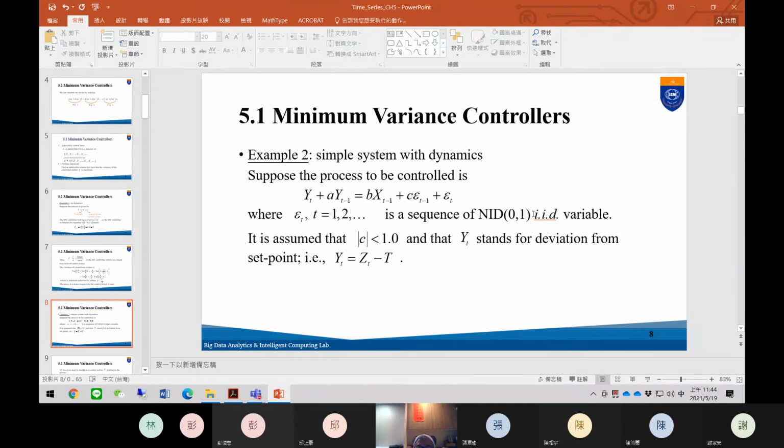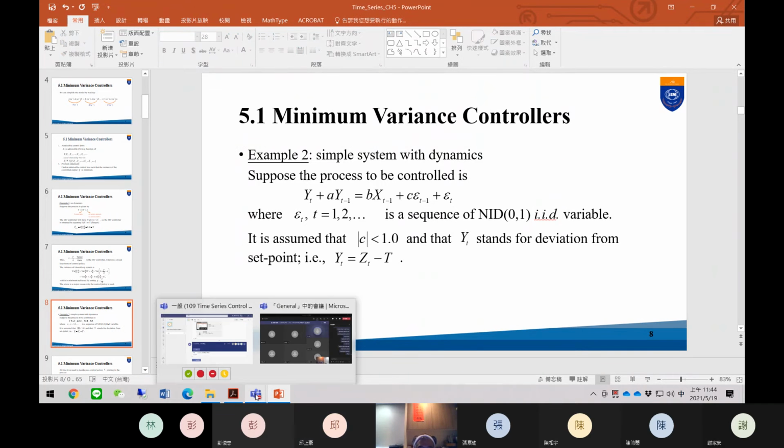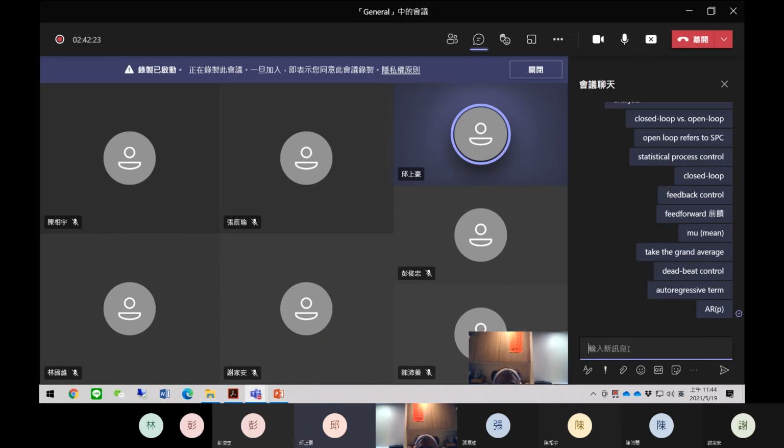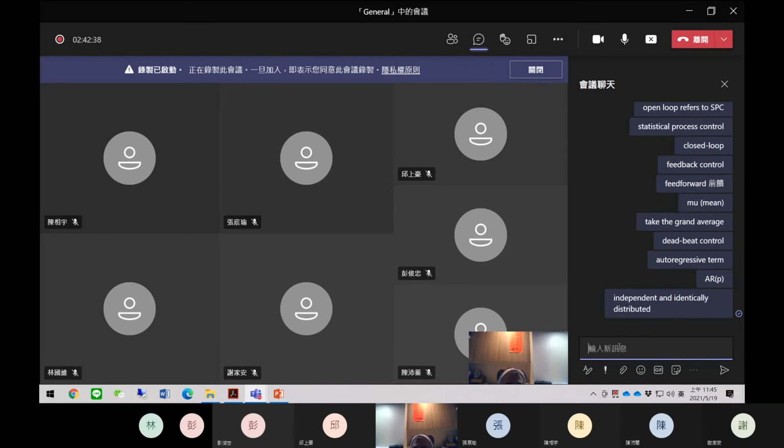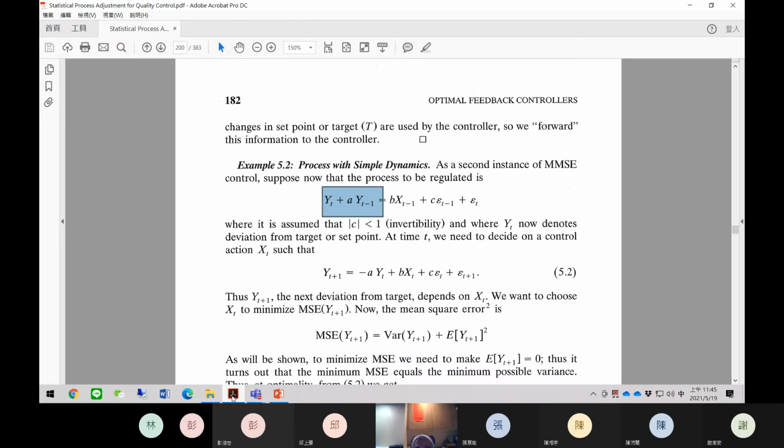Okay, then, what does IID stand for? Identical, individual distribution, right? Okay, very close, but not exactly. This is independent and identically distributed. That's called IID. Independent and identically distributed. Yeah, really close.